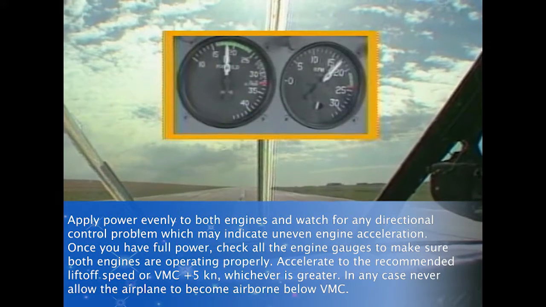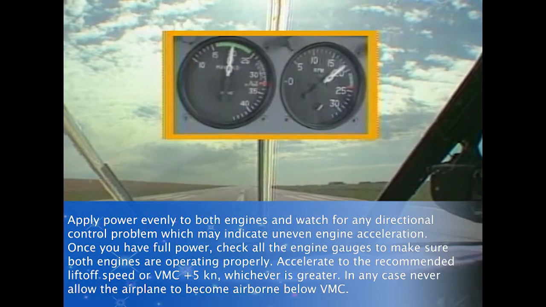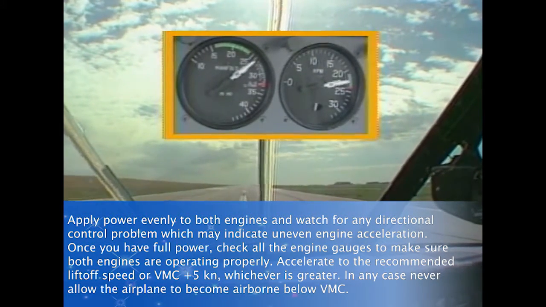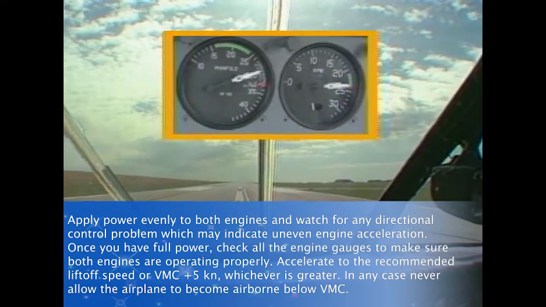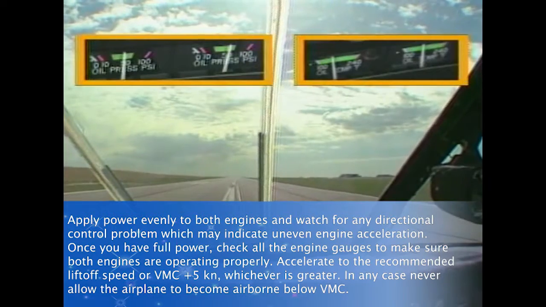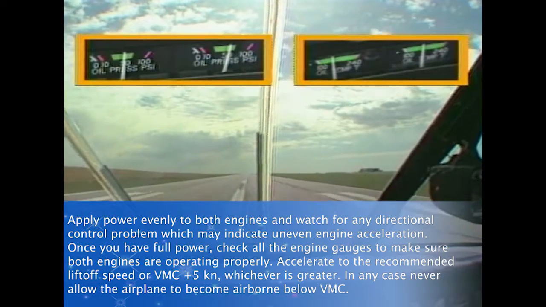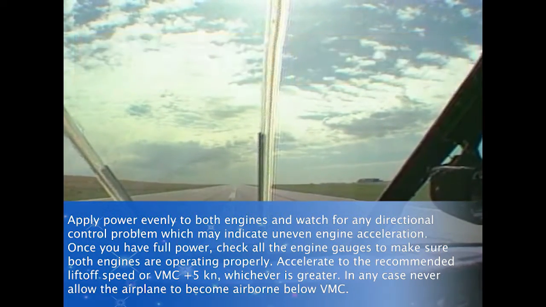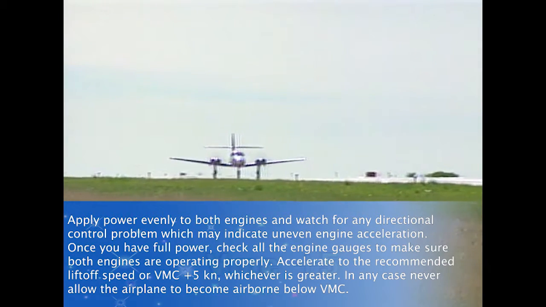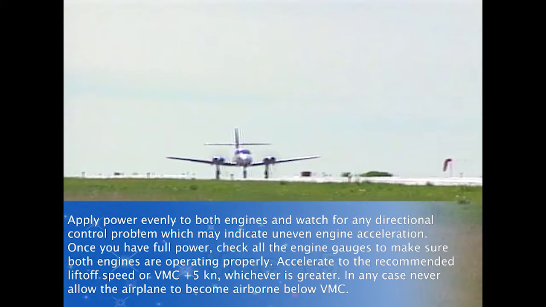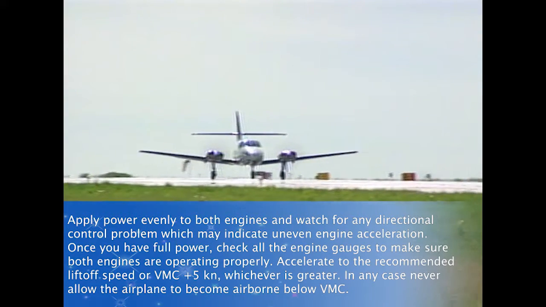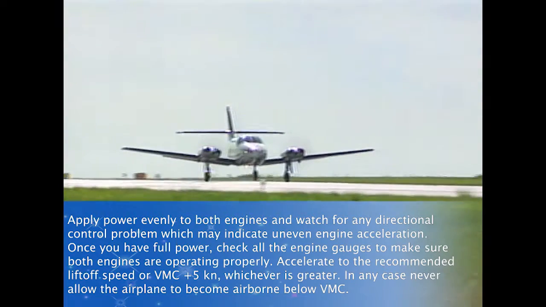Apply power evenly to both engines and watch for any directional control problem which may indicate uneven engine acceleration. Once you have full power, check all the engine gauges to make sure both engines are operating properly. Accelerate to the recommended liftoff speed, or VMC, plus 5 knots, whichever is greater. In any case, never allow the airplane to become airborne below VMC.